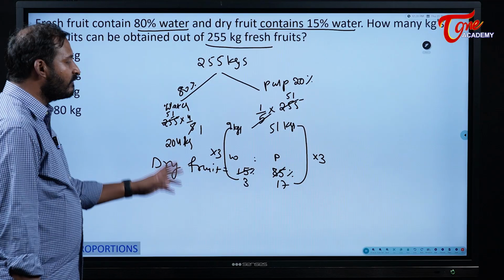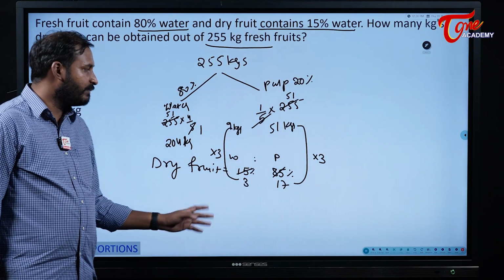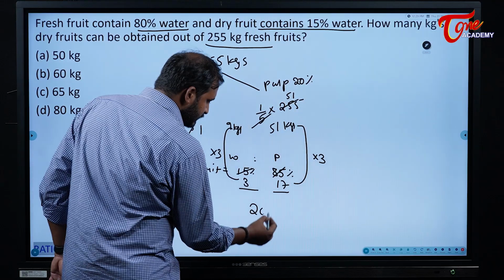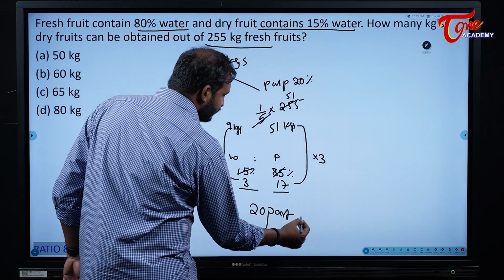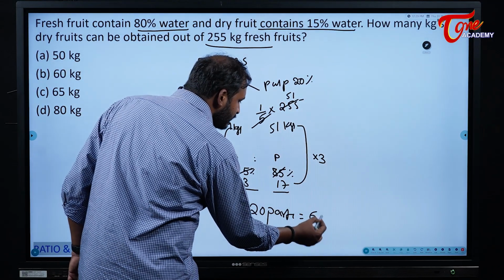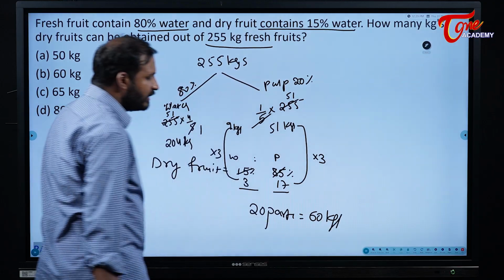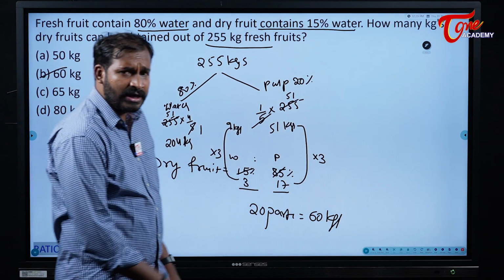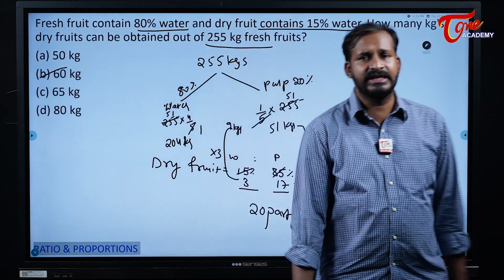So, the overall weight is how many parts? 20 parts, right? Very clearly, 3 plus 17 is 20 parts. If 17 parts is 51 kgs, what about 20 parts? It will become 60 kgs. 20 parts will become how much? 60 kgs. So, the quantity of dry fruit I will get here is 60 kgs.